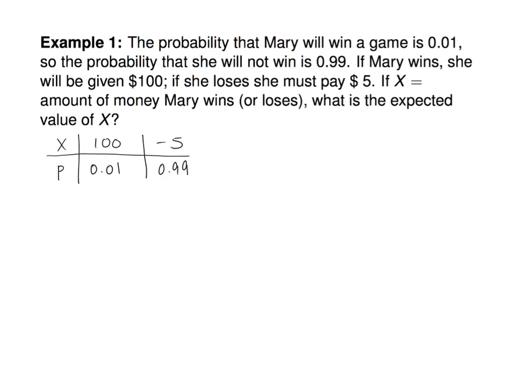There are some games in which you can win a prize or a lesser prize, right? Like $100 or this, with different probabilities for those. So the expected value of x is equal to the sum of the x's times their probabilities. The first x is that 100, and what is its probability? 0.01. The next x is negative 5, times 0.99. So that comes out to be negative 3.95.